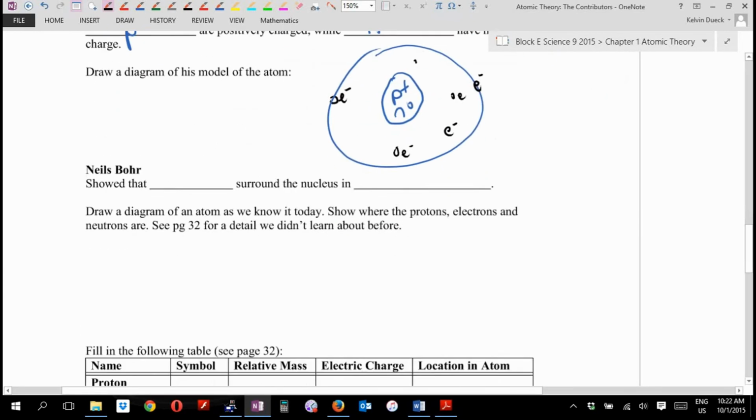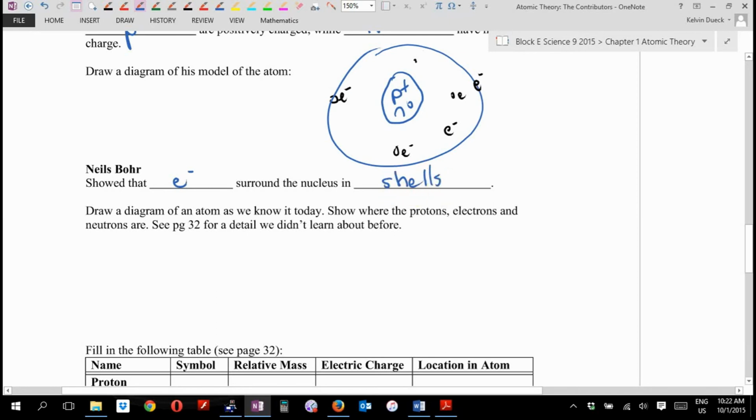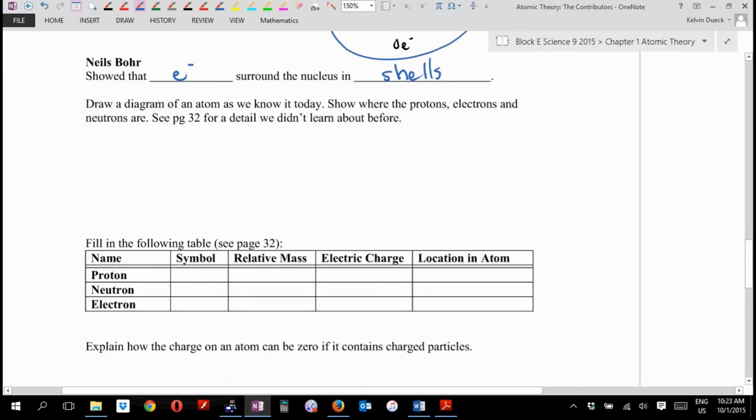So Niels Bohr, he showed that electrons surround the nucleus in what? Shells. Our word is going to be shells. So draw this diagram of the atom. Actually, I should change that because it's not the atom as we know it today. This is the Bohr model, and we're going to use this because it explains a lot. But first of all, understand atoms are three-dimensional. I should be drawing shells this way as well as this way. Well, we can't draw that on a piece of paper.